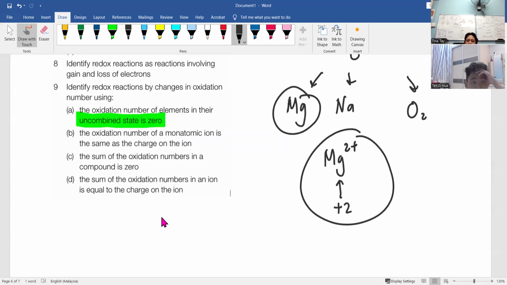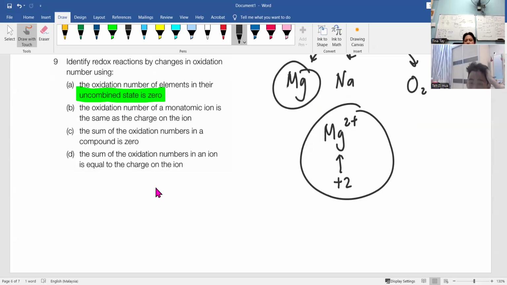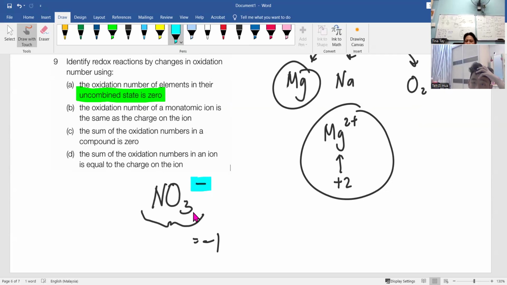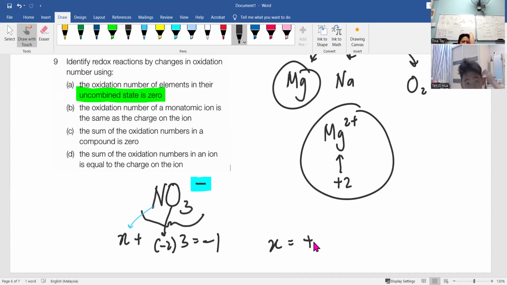And then if it is something like NO3-, the total oxidation number is negative 1 because the charge is negative 1. Nitrogen, you don't know how much, is X. Oxygen is negative 2, and there are 3 of it, so times 3. So X equals positive 5. So the oxidation number of nitrogen in nitrate ion is positive 5. Can you understand?